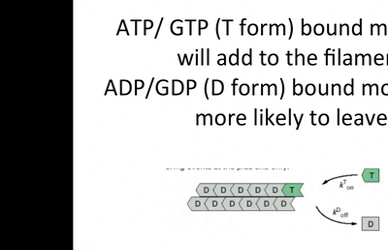Okay, so I said this before. Here's another way to look at it. The T form, the ATP or GTP bound monomer, is always going to add to the filaments, and the D bound form is more likely to leave. So there are different on and off rates to think about here. But really, what you need to think about is that the T bound form is going to bind, and your D bound form doesn't bind as strongly, so it's more likely to leave.